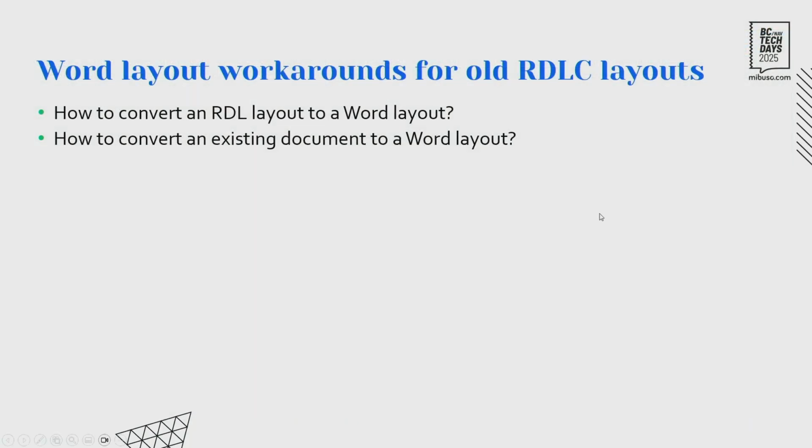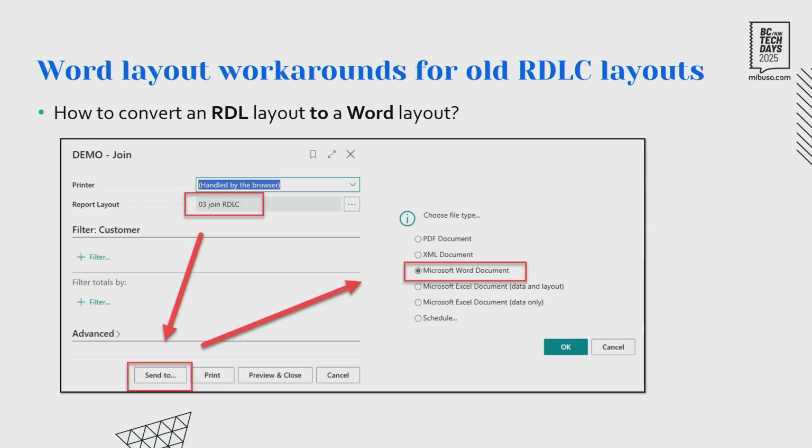Another way to get started is maybe to convert an RDL layout to a Word layout or to start from an existing document. Okay, these are a few tips that you can do. An RDL layout, you can run it. In the request page, you can send it to a Word file. And then you have a Word file, and you can strip it, you can put the data set in there, and so on. So that might be a way to work. However, I wouldn't really recommend that, because the Word layout of an RDLC file is not always that great, but it's one of the possibilities.